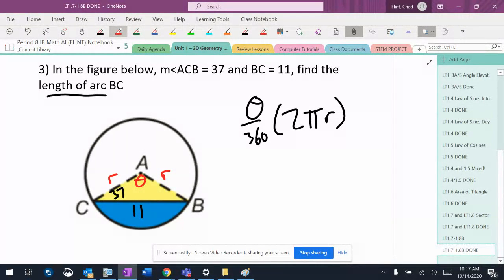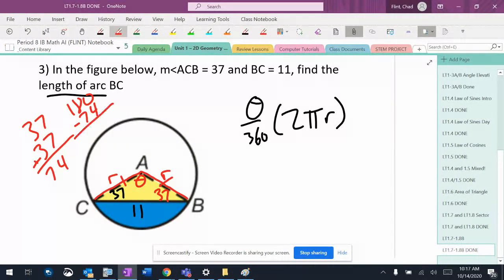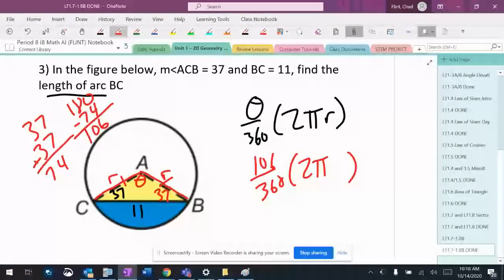Hopefully you'll notice from before that if this and this are both the radius, they're the same. That means it's an isosceles triangle, which means that's 37. So I can find the angle by just doing 37 plus 37, which is 74, and 180 minus 74, which is 106. So my theta is 106. So it's 106 over 360 times 2 pi. I still need that radius, though.